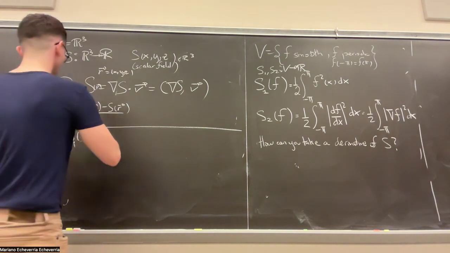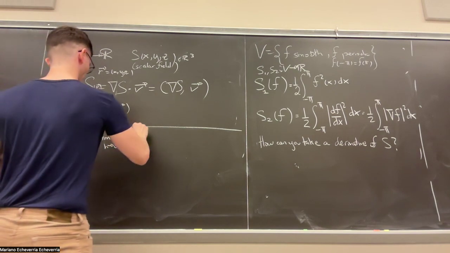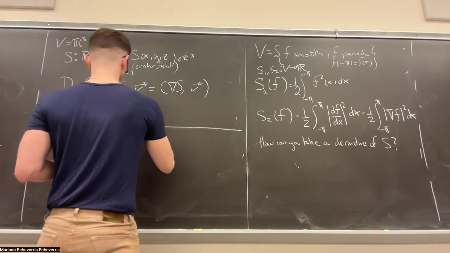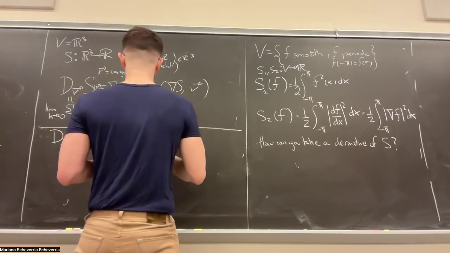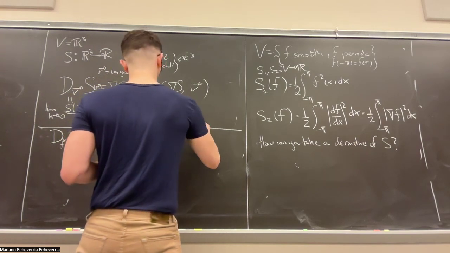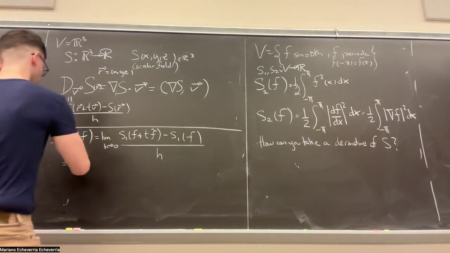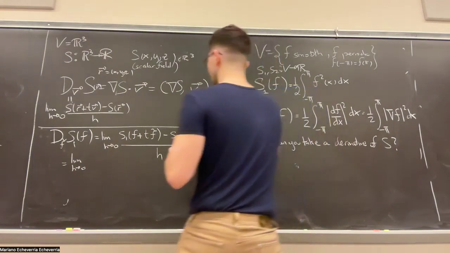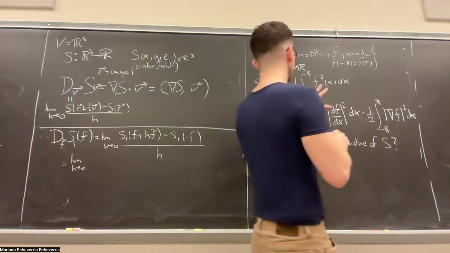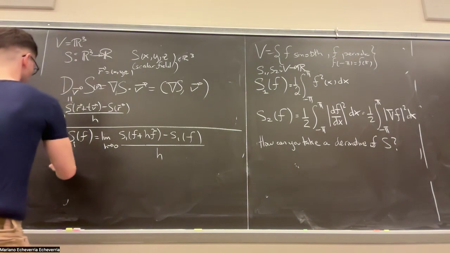Okay, so if you just follow the directional derivative definition, that's what this would be. But what is this? It would be the limit as h goes to 0. What is S1 of f plus h f tilde? It's just integrating the square, so you put a 1/2. Well, there's a 1/2 everywhere, so let me just take the 1/2 out.